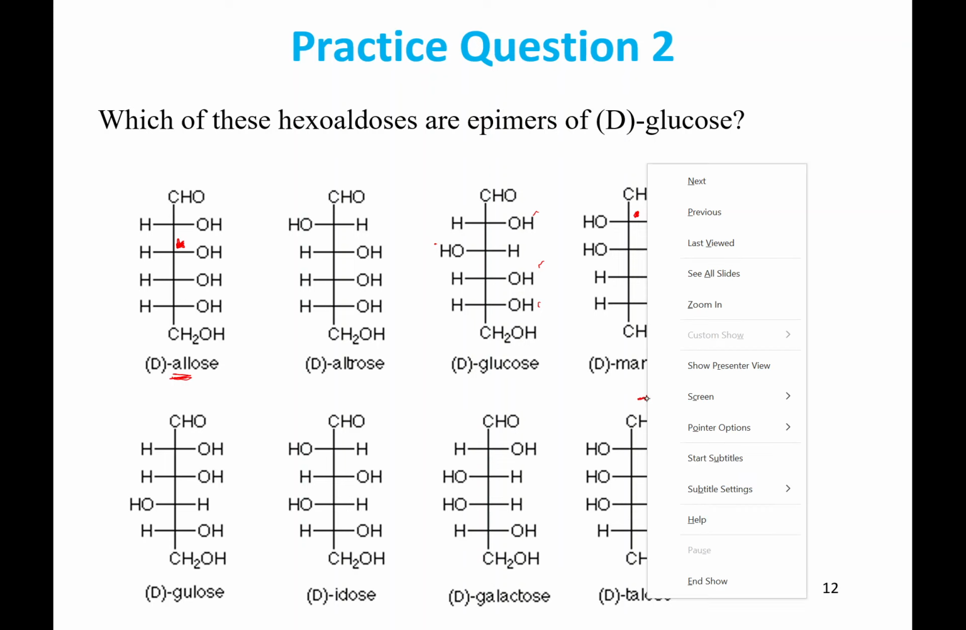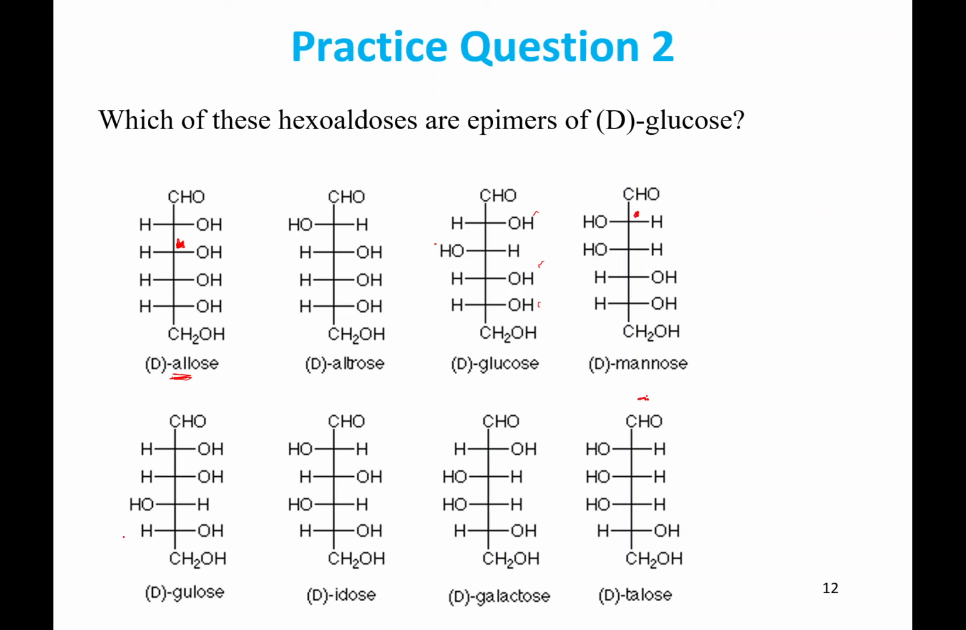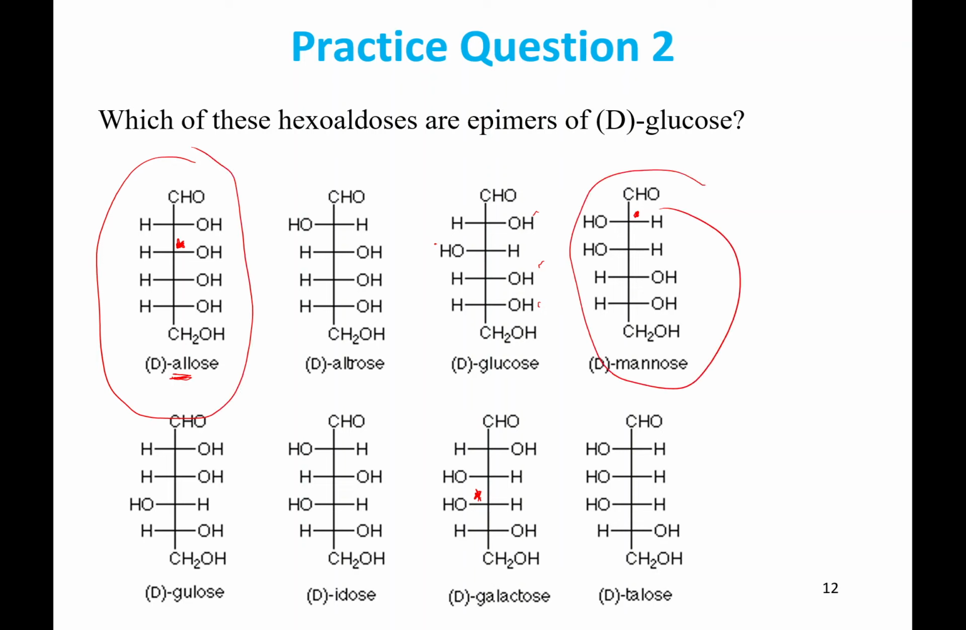It's an epimer at carbon 4. And talose, we have left, left, left, right. And so that differs at 2 carbons, so that is not an epimer. So the epimers, long story short, are allose, mannose, and galactose.